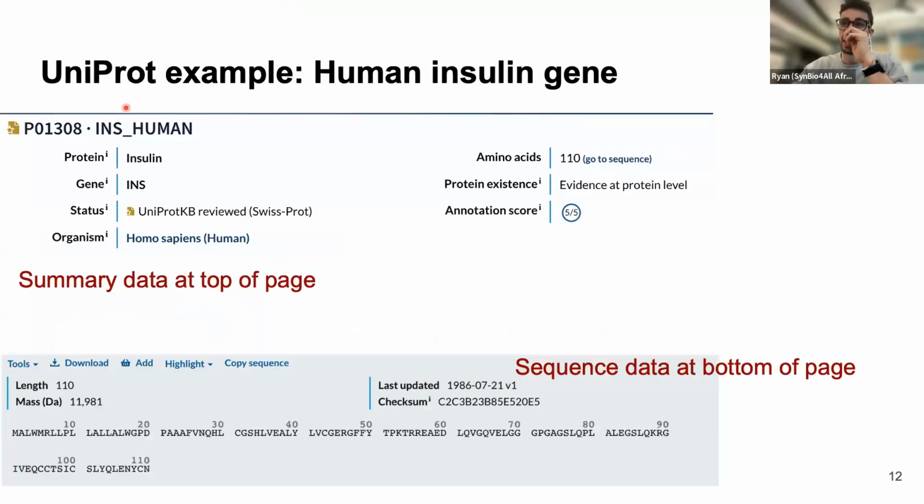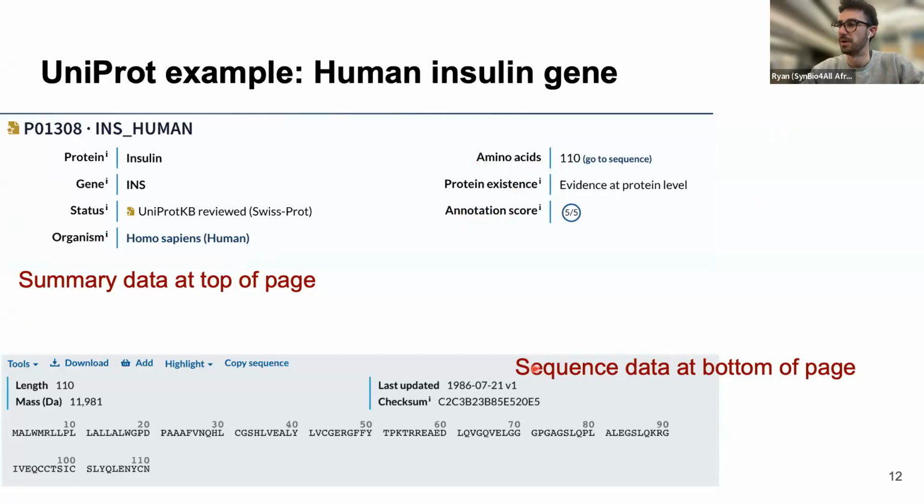Okay, so here's an example of what a UniProt page looks like. And this is for the human insulin gene. So the kinds of information that this has is things like the protein name, the gene name, and the organism it comes from. So this is the human gene. It'll tell you the amino acid length, so the size of the protein, and it tells you how well annotated it is, which means how much do we know about this protein? How well studied is it? So this summary information exists at the top of the page.